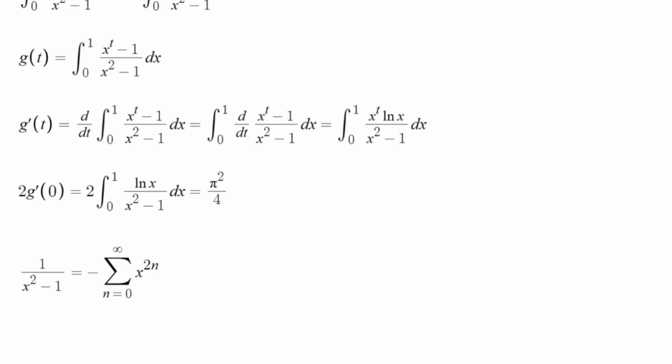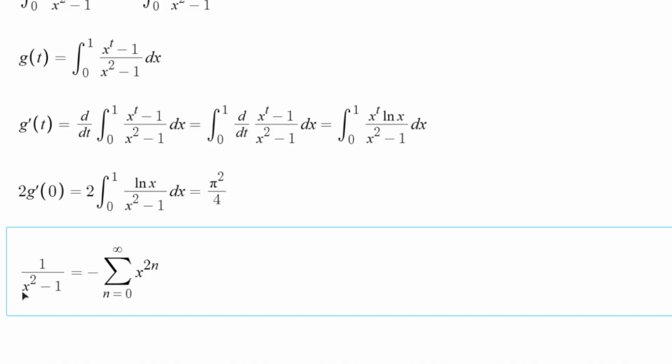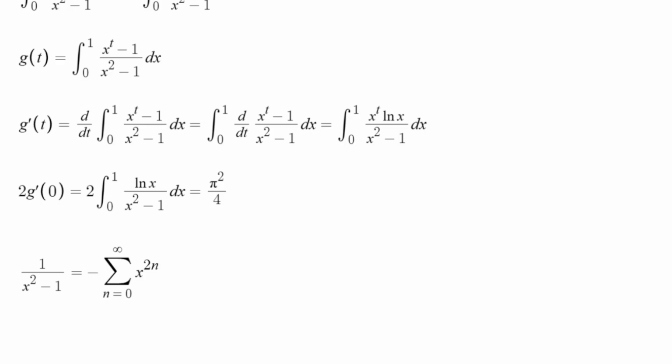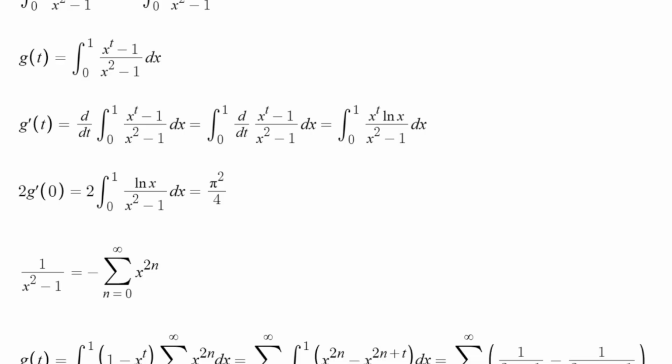Okay, so from here, let's just state this. 1 over x squared minus 1 is equal to negative the sum as n goes from 0 to infinity of x to the 2n. And that's of course good for the absolute value of x less than 1.